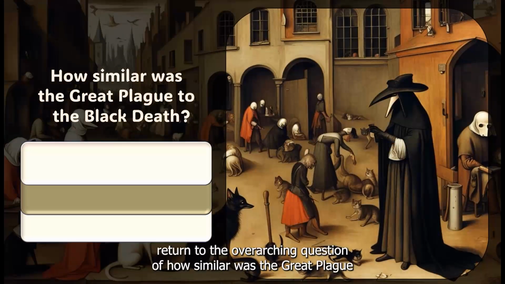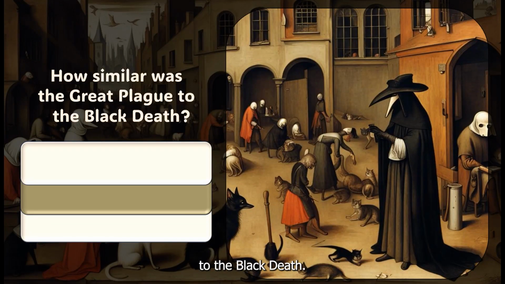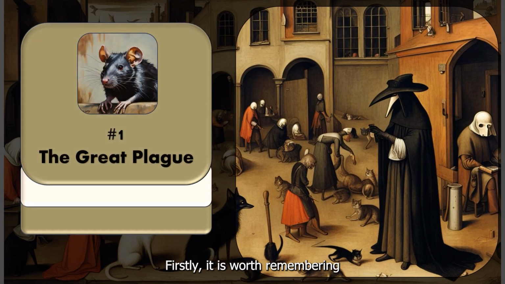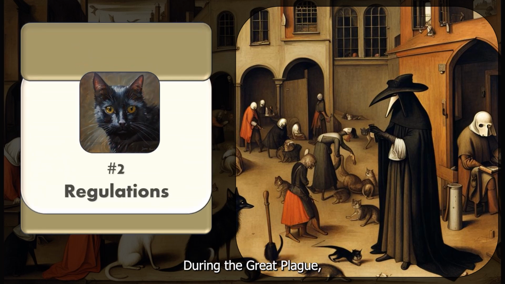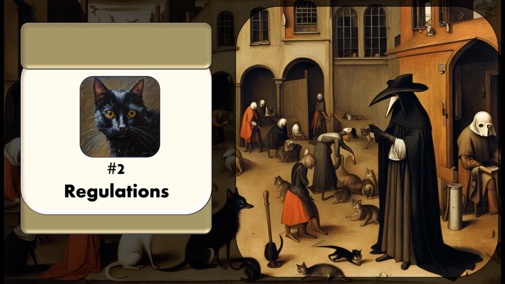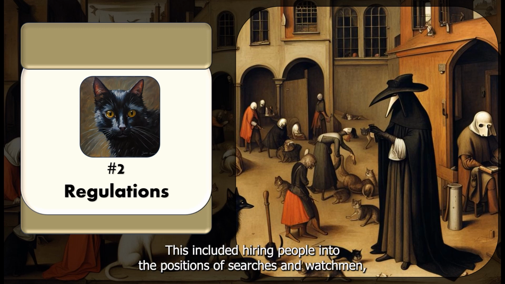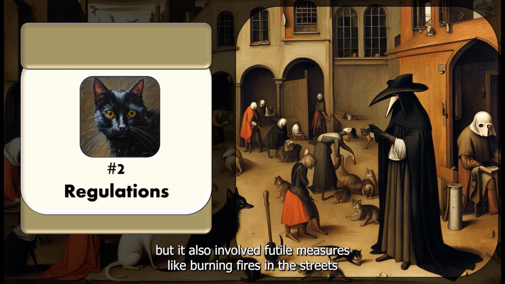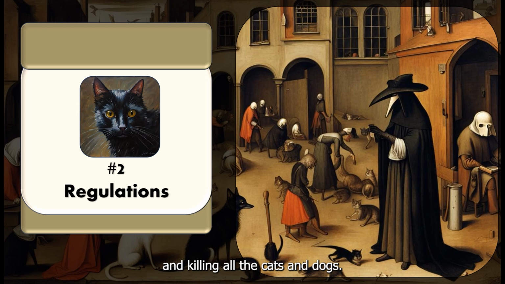Let's now return to the overarching question of how similar was the Great Plague to the Black Death? Firstly, it is worth remembering that they were both violent outbreaks of the same disease, but whilst the Black Death occurred in the medieval age, the Great Plague occurred during the Renaissance. During the Great Plague, more regulations were put in place to control the spread of the plague. This included hiring people into the positions of searchers and watchmen, but it also involved futile measures like burning fires in the streets and killing all the cats and dogs.